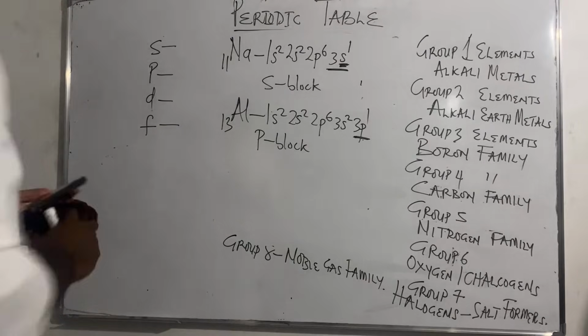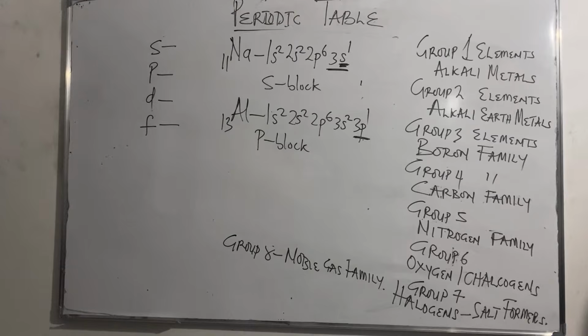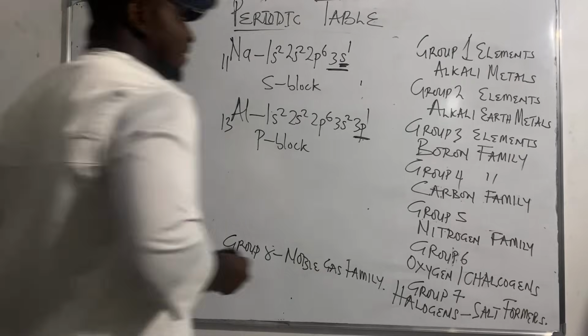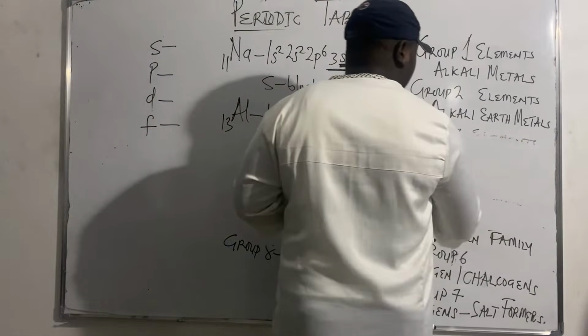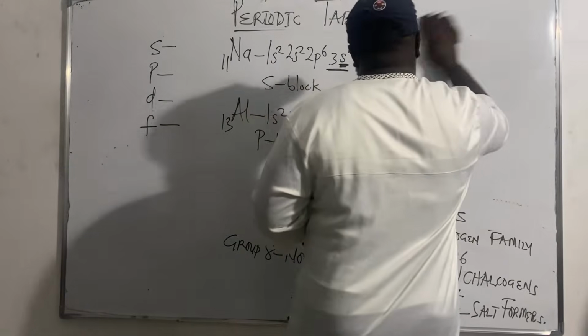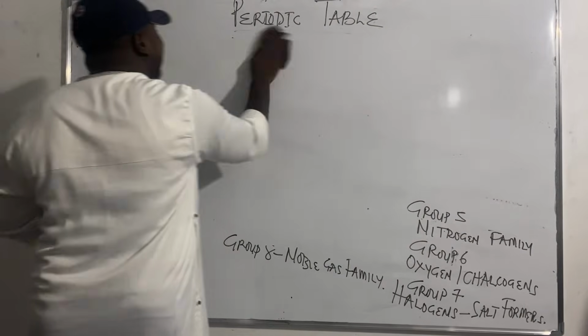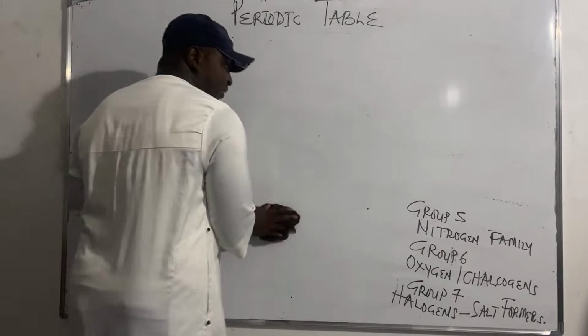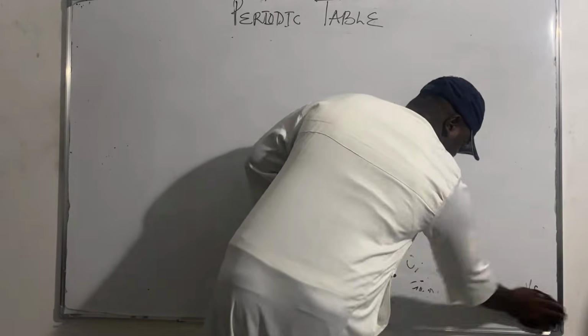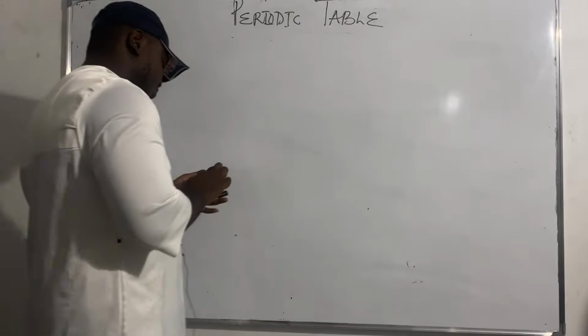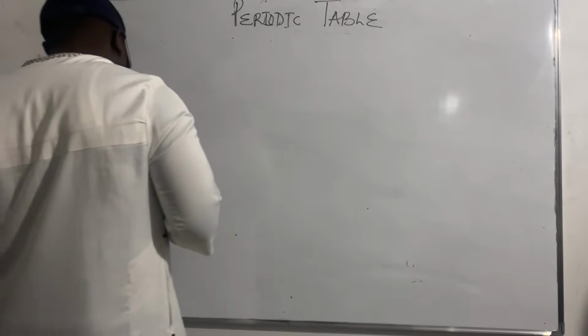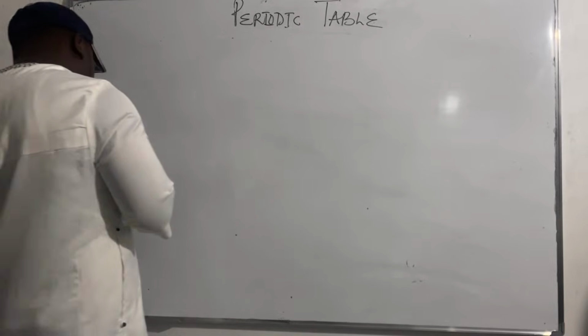Class, there are two special types of elements in the periodic table that are very crucial. You can't talk about the periodic table without talking about them. If you don't mention these two, you have not taught it well. Please write down the inner transition elements. Let us look at the inner transition elements in the periodic table.